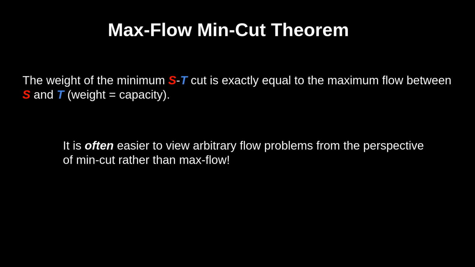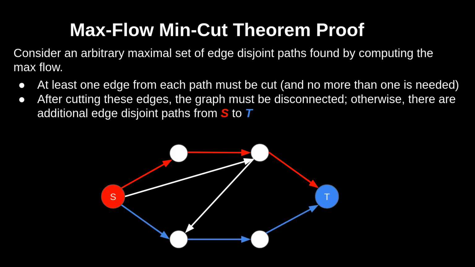And let's get into why this theorem might be true, given intuition for why the min-cut is equal to the max flow. If we consider an arbitrary maximal set of edge disjoint paths that you would get when finding the maximum flow, we can see that at least one edge from each of these paths must be cut in order to fully disconnect S from T.